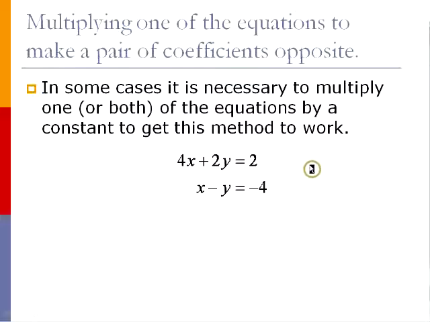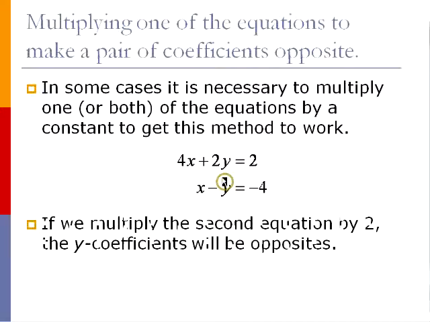When we look at this, it would be really nice if this was a negative 2y instead of just a minus y. And so we can accomplish that by multiplying the second equation by 2. Let's proceed as follows.